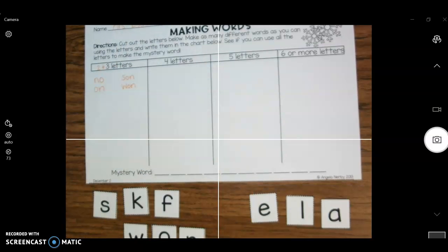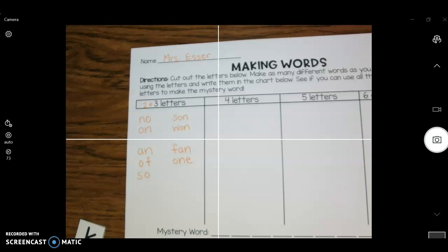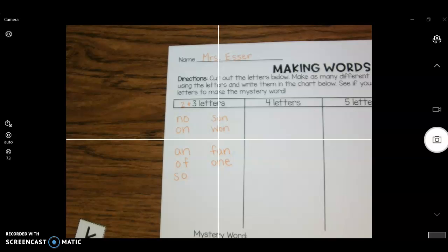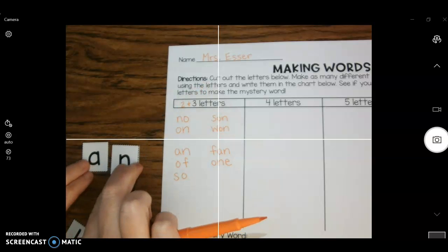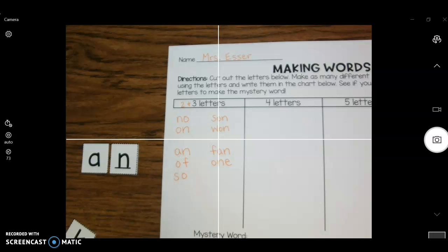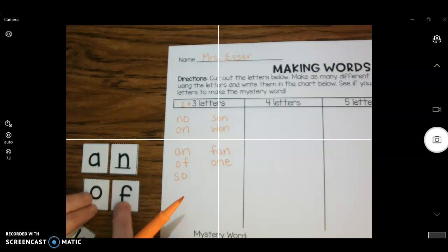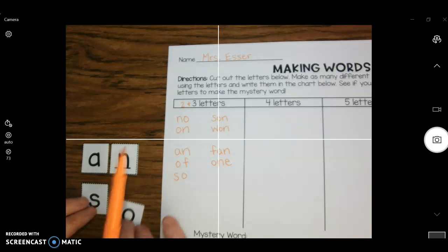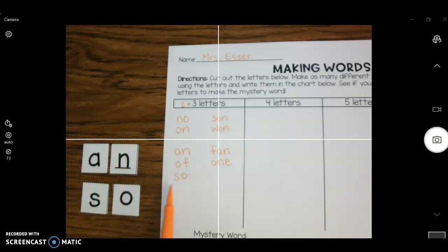I want you to pause the video now and see if you can find some more 2 and 3-letter words. Okay, while you were working, Ms. Esther was working. So here are some of the words that I found. I did the letters A and N, and that made the word and. I also did O and F, and that made the word of. I also did S and O, and that made the word so.